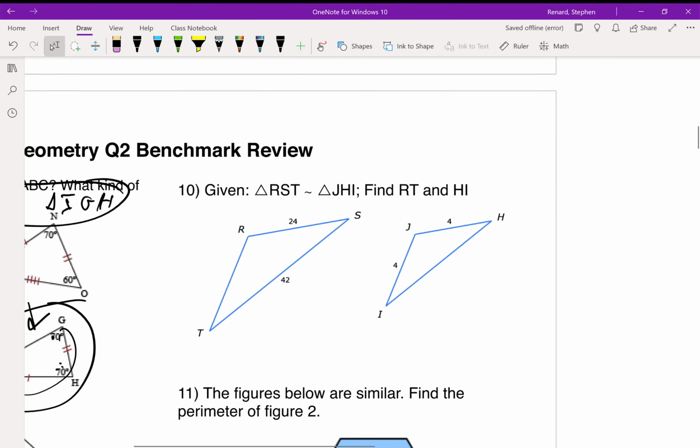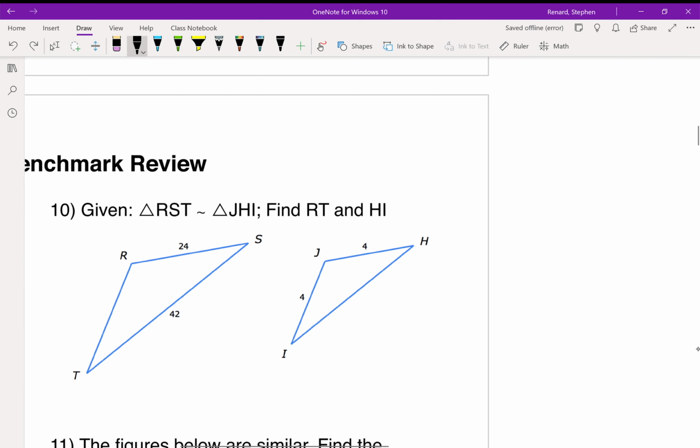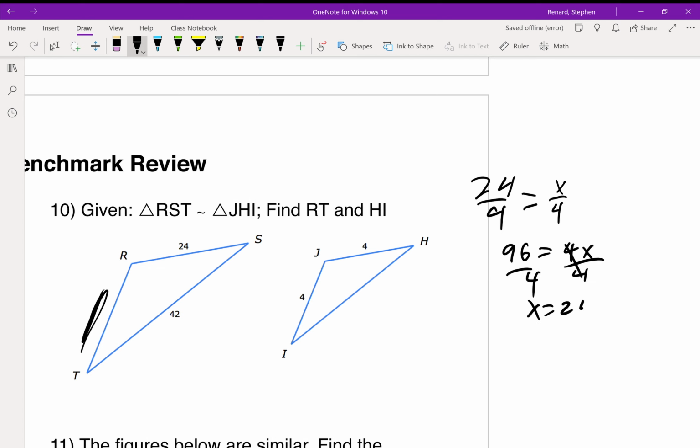So again, number 10, similarity. We're talking to the honors class. Find RT and HI. There are a couple ways to do this. We can be super literal about this and go, okay, we know that the relationship between 24 and 4 equals the relationship between JI and RT, which would be x and 4. Cross multiply, 4 times 24 is 96, equals 4x, divide by 4, we get x equals 24.